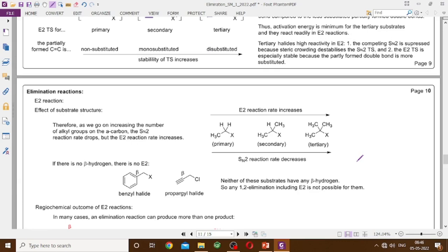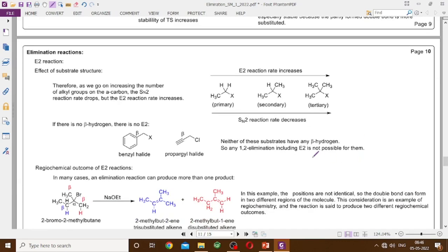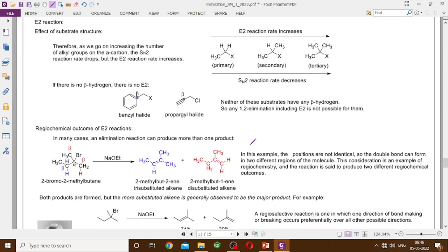Okay, so which substrates do not undergo E2 reaction? যাদের বিটা হাইড্রোজেন নেই তারা E2 reaction দেবে না, যেমন বেঞ্জাইল হ্যালাইড, you have a beta carbon but there is no beta hydrogen. Propargyl halide, you have a beta carbon but there is no beta hydrogen. So these substrates cannot undergo E2 reaction. So any 1-2 elimination is not possible here.